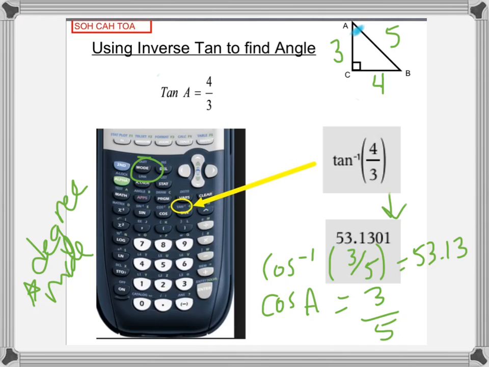Okay, and you can try this on your calculator if you have it. If you don't have a TI-84 at home, you could always find an online calculator to help you perform the inverse trig functions. Just search online scientific calculator.